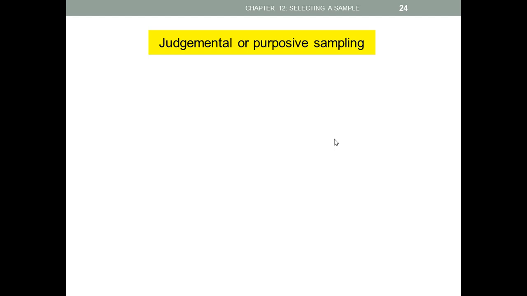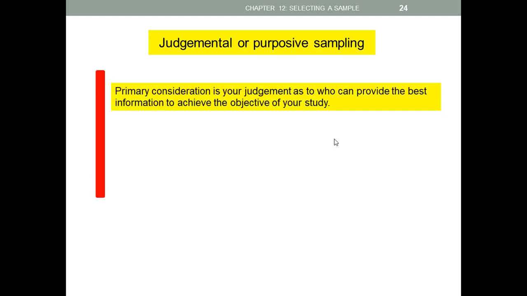Next, let's go to judgmental or purposive sampling. For judgmental or purposive sampling, the primary consideration is your judgment as to who can provide the best information to achieve the objective of your study. So the researcher is the one who judges as to who is the best qualified, or as to who holds the richest information in order to satisfy the research objective or to answer the research question.